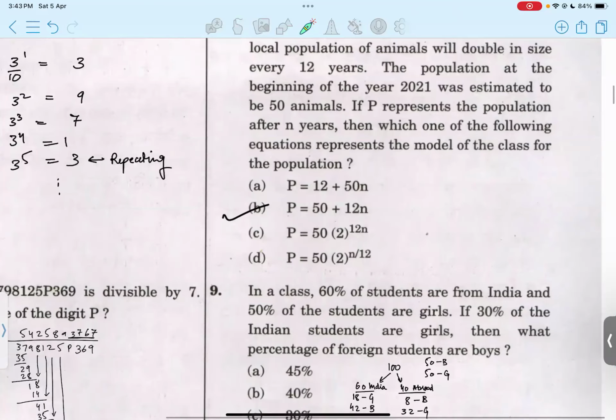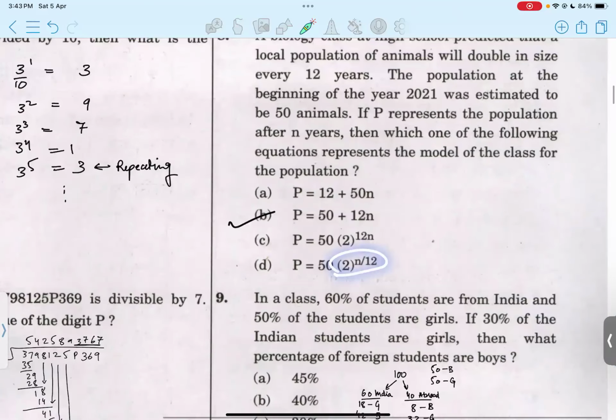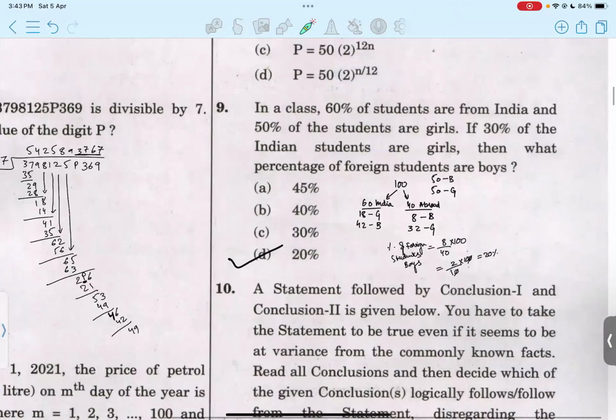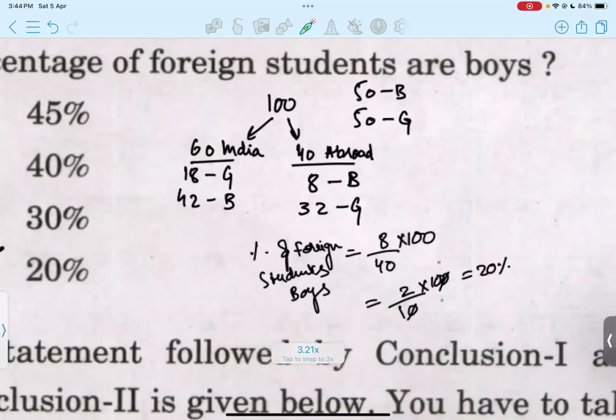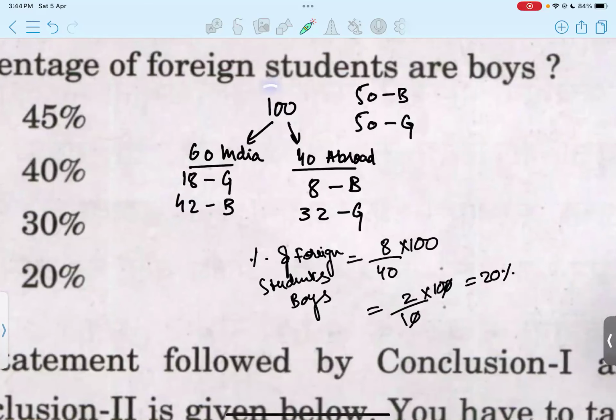Okay, so we'll look into exactly the interpretation. Then question number 9. So this is a class and 60% of the students are from India, the rest are foreign students, and 50% are girls, which means 50% are boys. So if 30% of the Indian students are girls, then we have to calculate the percentage of the foreign students who are boys. You can see I've written this information in numerical form. Since it is asking for a percentage, you can assume any number to be the total number of students or persons in the group.